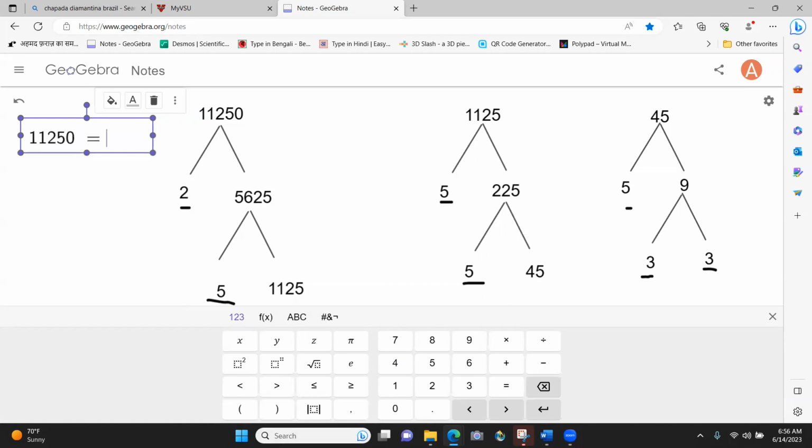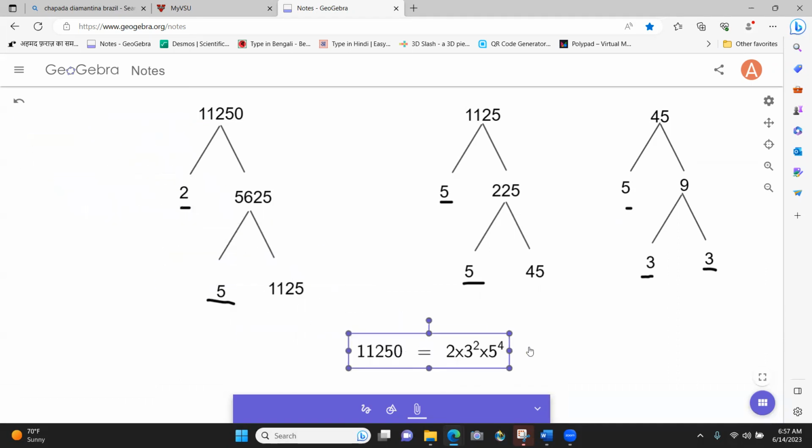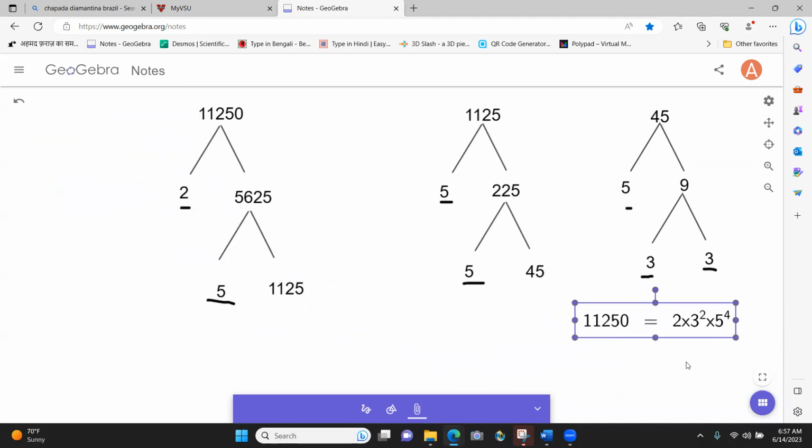11250 is equal to 2 times 3 squared times 5, 1, 2, 3, 4. I'm going to check, though. Don't worry. This is what I'm getting, guys. 3 and 3, 3 squared, 2, and 5 to the power 4. I'm going to use my calculator to double check.